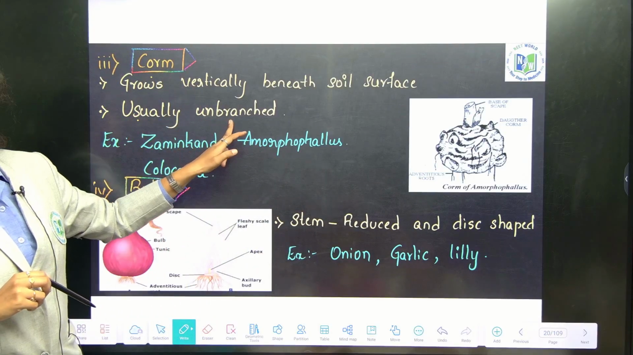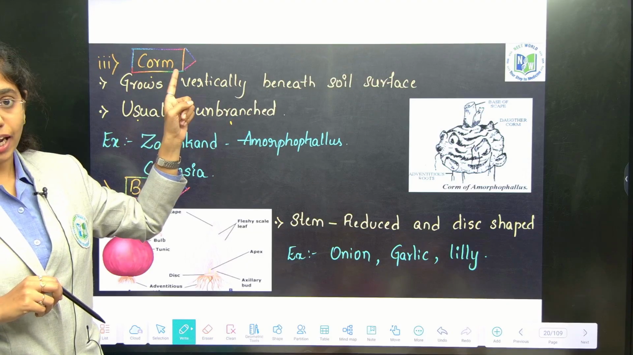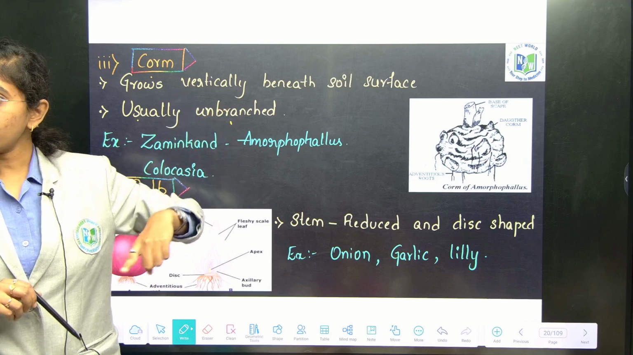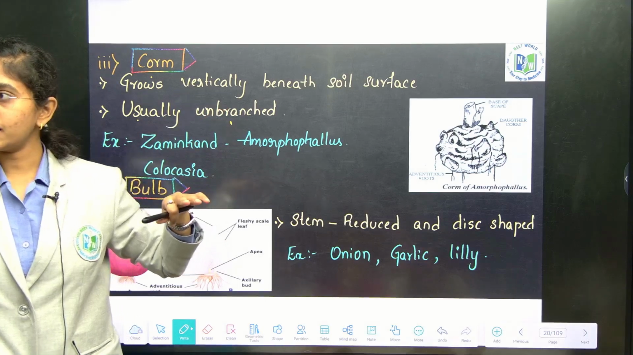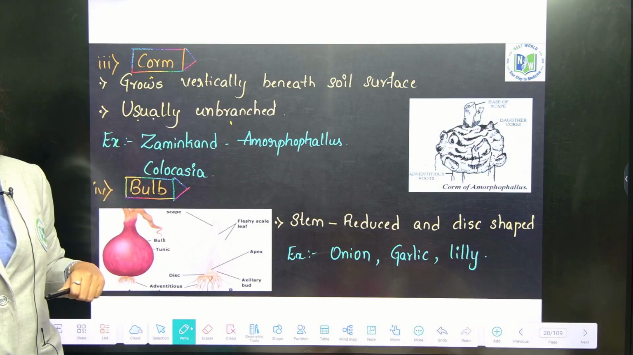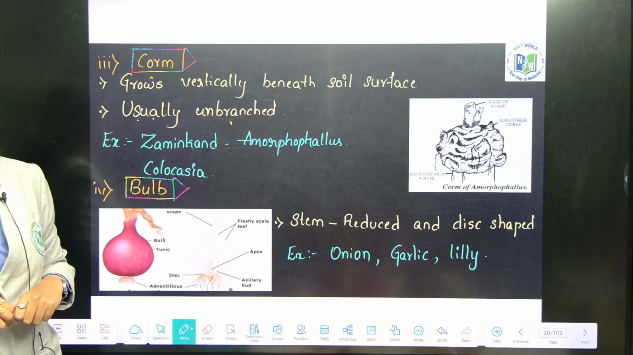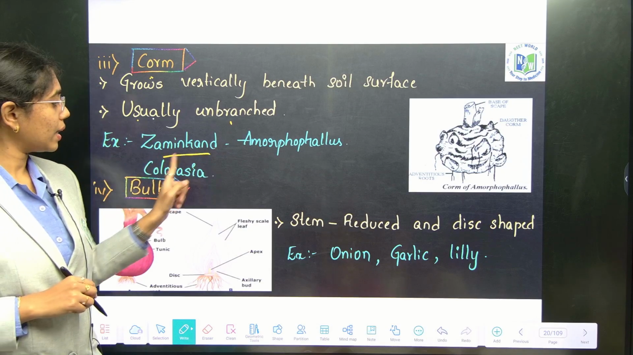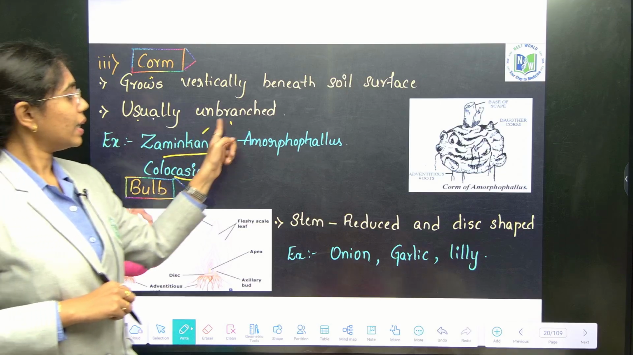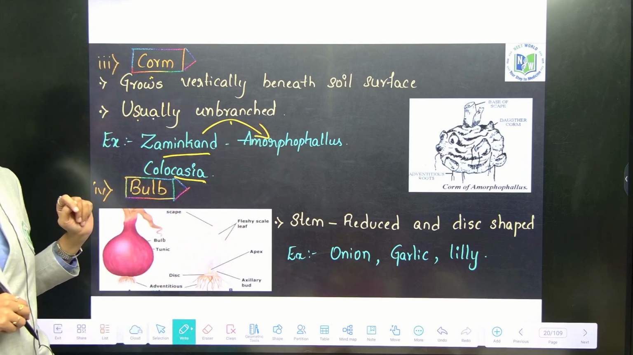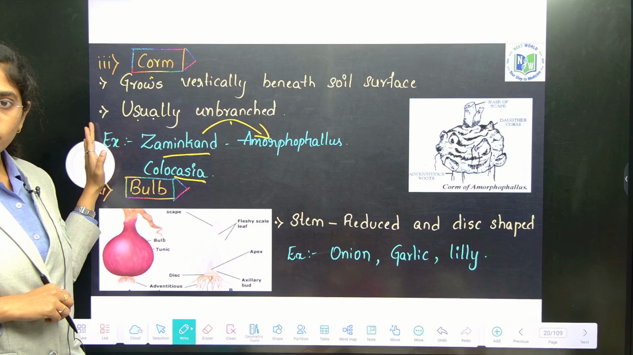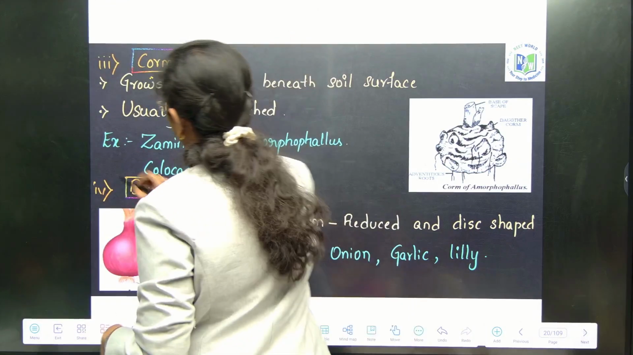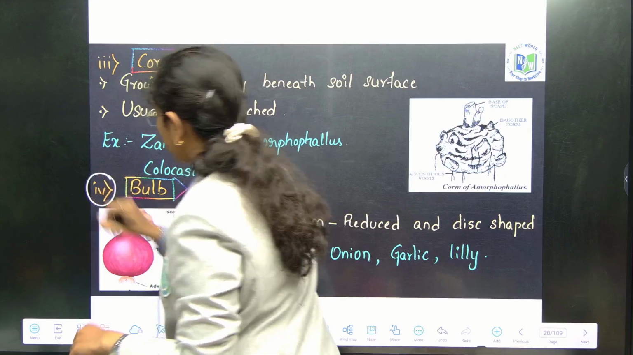This is unbranched, whereas stem tuber is branched. Rhizome is branched. Corm is unbranched. Rhizome is growing parallel to the soil surface. Corm is growing vertically beneath the soil. Examples include what? Zaminkand, Amorphophallus and Colocasia. Clear, no? Any doubts anywhere? No, right? Yeah, Zaminkand and Colocasia. Next is bulb.